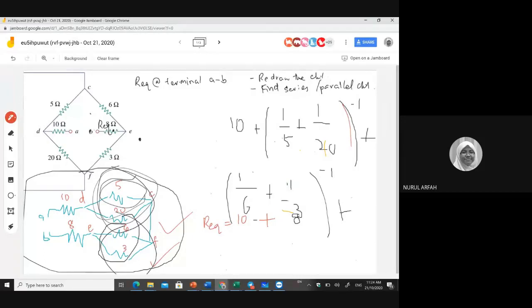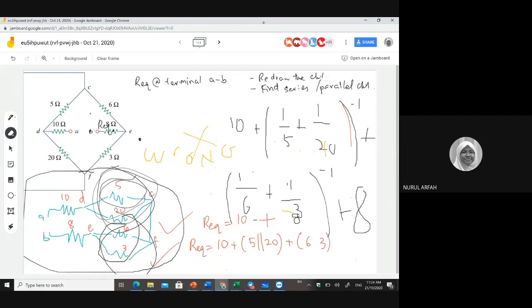Tapi please do not write macam ni membandingkan kepala. What should you do is you write down like this. R equivalent is equal to 10, then plus, because they are in series, and this one 5 in parallel with 20, and then plus with 6 with 3 are in parallel. Oh, sorry, silap. Parallel. And then what should you do? You plus with 8. Yes, this one correct because you have inverse here, and this one also inverse and inverse.